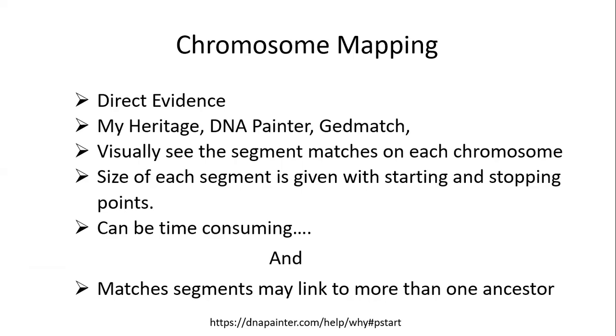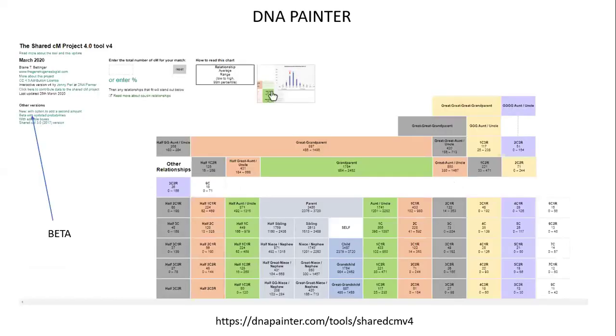Matched segments may link to more than one ancestor. That's what they have recently discovered: just because you share this segment and this segment with Sally doesn't mean that you share the same ancestor on this other segment with Sally. That may go back to a different ancestor. So it takes a lot of work to try to figure these out, and there are constantly improvements. That's why you want to utilize the sites and stay on top of it.